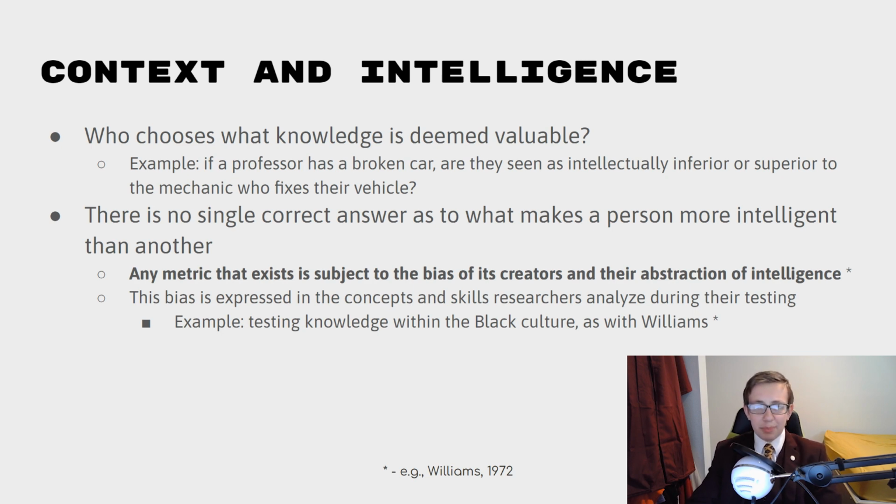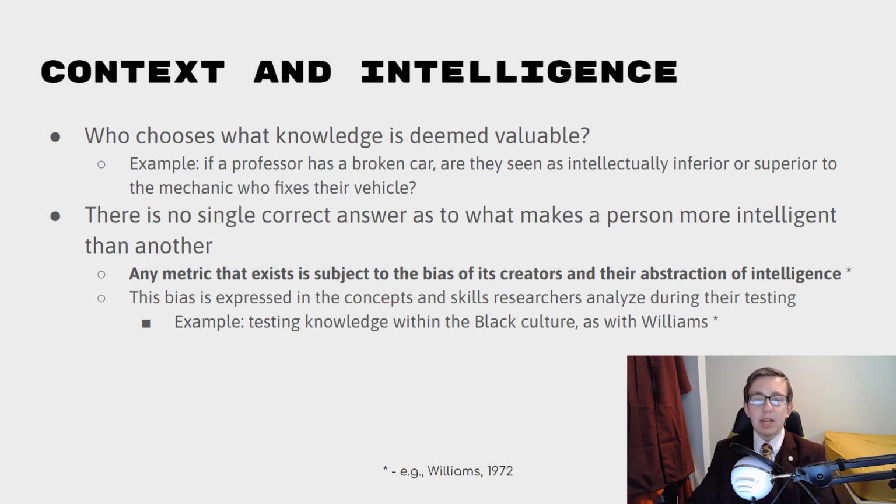So I'd given an example of a professor with a broken car. Are they intellectually inferior or superior to the mechanic who comes and fixes their vehicle? They have very different crystallized knowledge banks. So is it safe to say that the person who might be considered more academically intellectual, this professor, is superior to the mechanic who fixes their vehicle when they have zero knowledge of automobiles? There's no correct answer. And this is what I've been saying: any metric that exists to gauge intelligence is going to be biased to the creators and their abstraction of intelligence, and even the people who look at the results and try to interpret that into a score of intelligence as well.